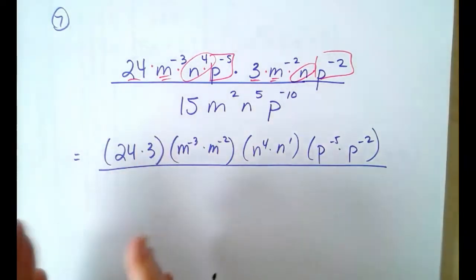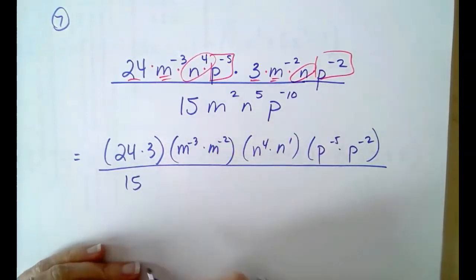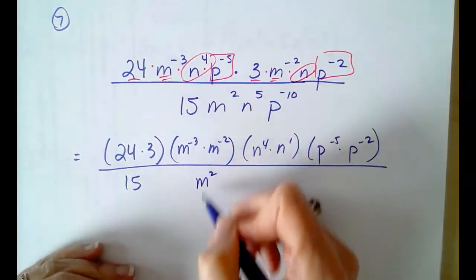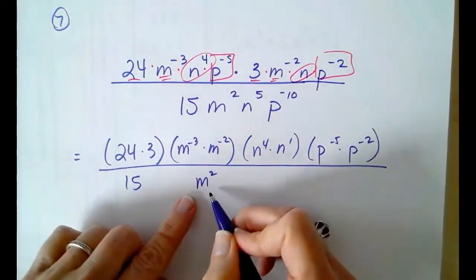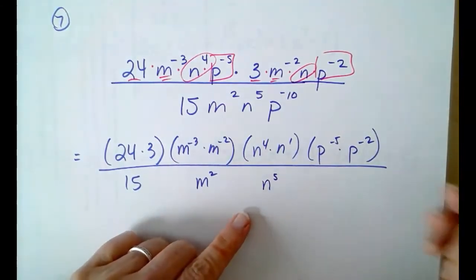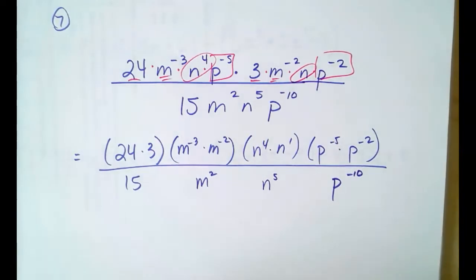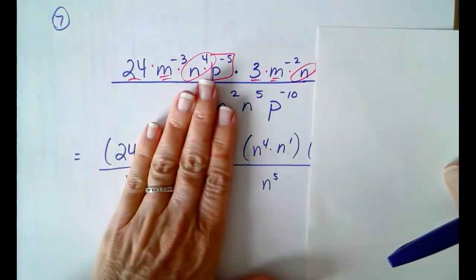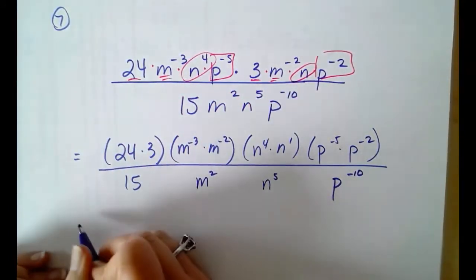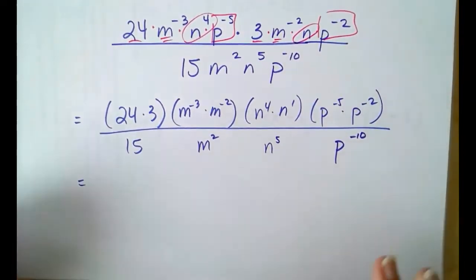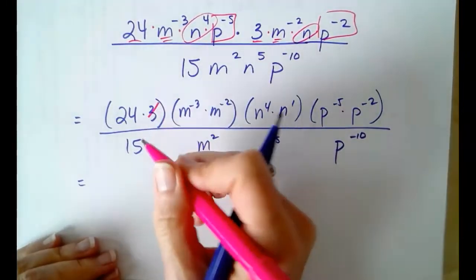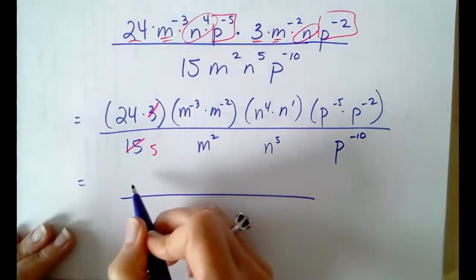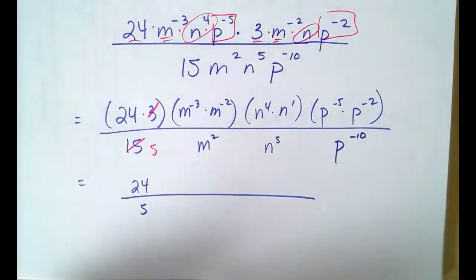Now line things up here. So the 15 goes over 24 times 3. The m squared goes under. 15's under. M squared is under. N to the 5th is under. P to the negative 10th is under. I'm just spreading it out because now we've got smaller problems to deal with here that are much more manageable. So first of all, right up front, this 3 can cancel with the 15 5 times. And now we've simplified the first part. So we've got a 24 on top. We've got a 5 on the bottom.